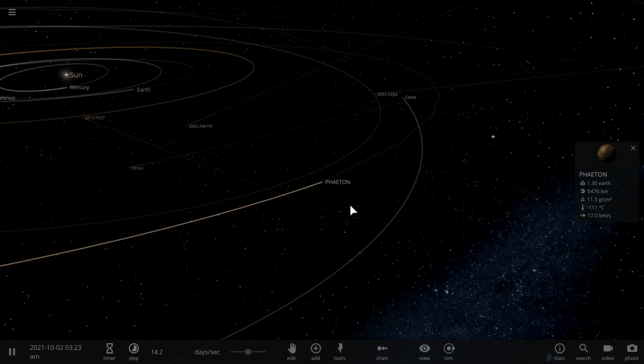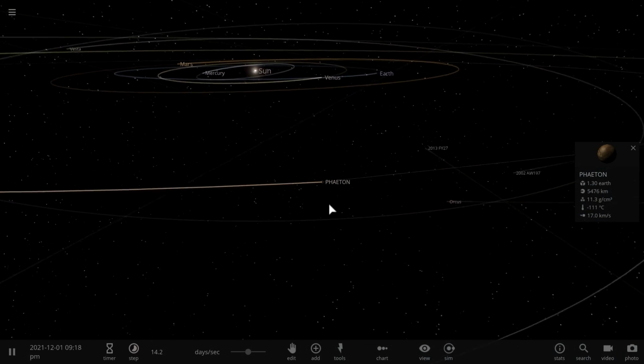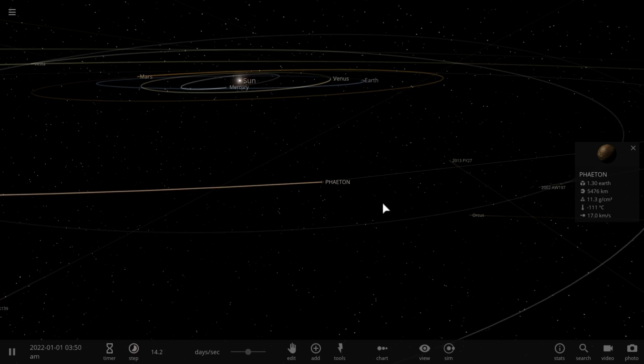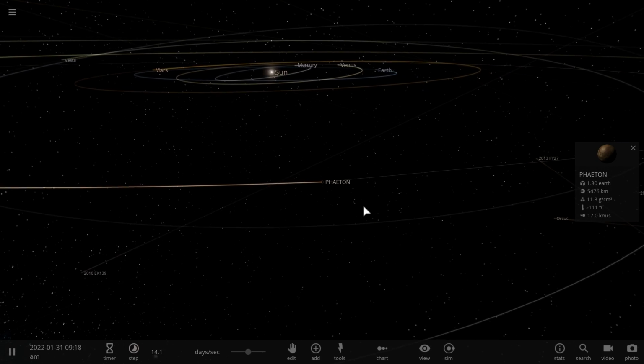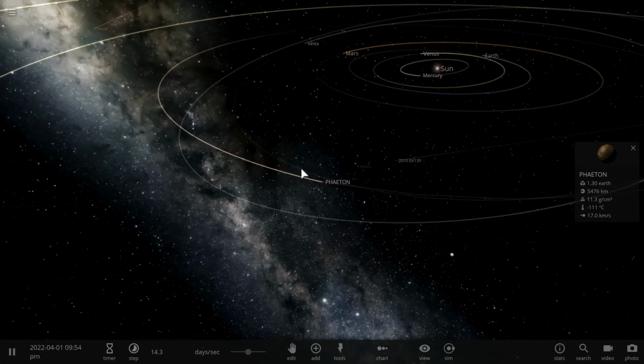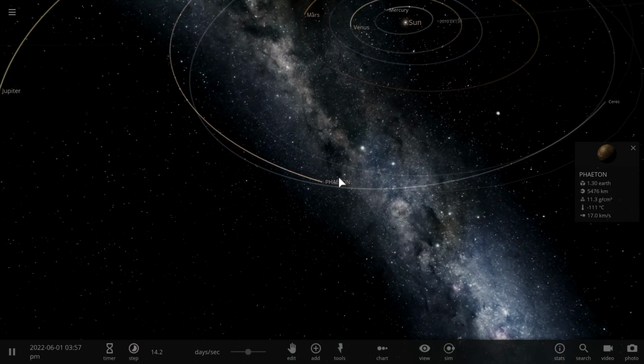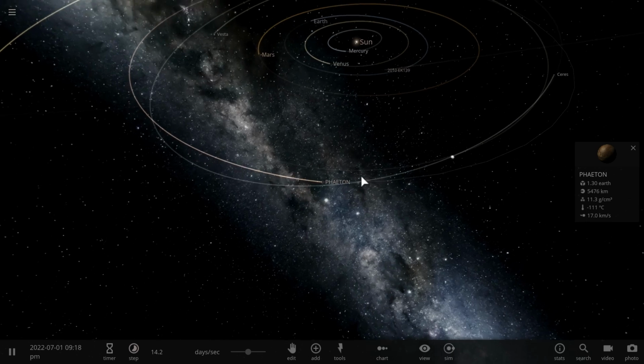So this right here is Phaeton. This is a planet we thought actually did exist at some point in this region, and then something happened to it and it created the asteroid belt. At least this was the major theory for a very long time, since basically early 1800s.